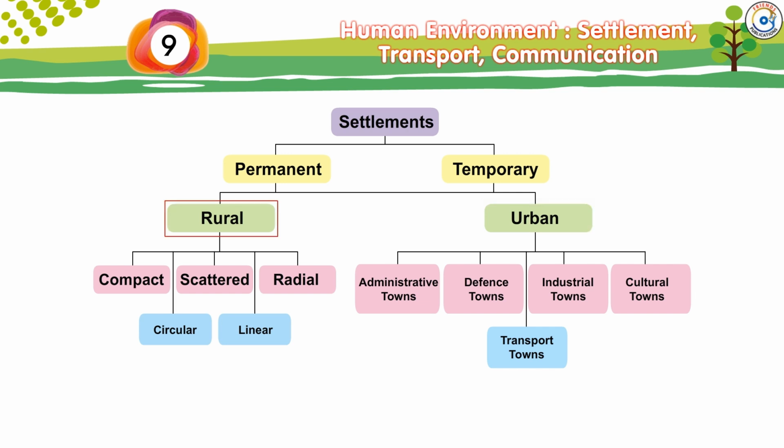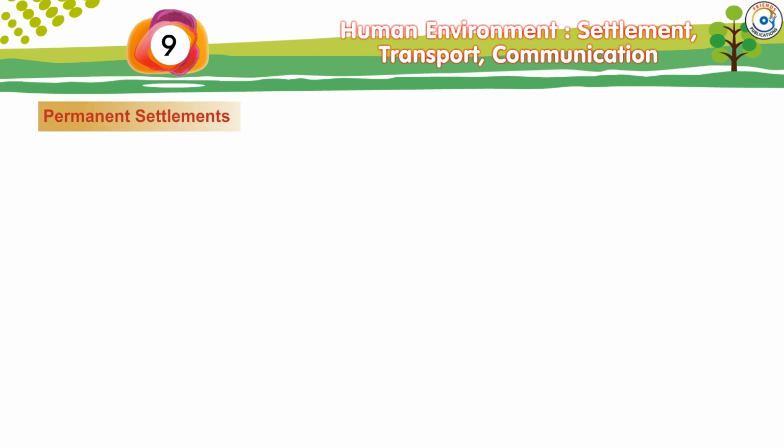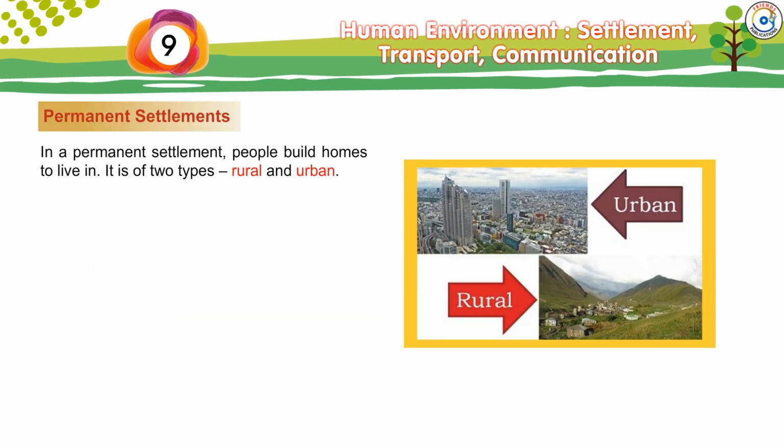In rural settlements, you can have the compact, scattered or radial settlement and also the circular and linear settlement. In urban settlements, you can have administrative towns, defense towns, industrial towns, transport towns, and cultural towns. Permanent settlements. In a permanent settlement, people build homes to live in, which is of two types, rural and urban.